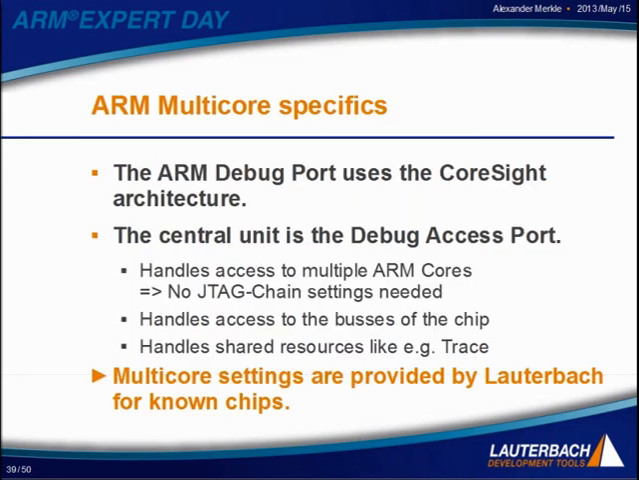So let's get a bit more ARM specific. ARM features the so-called CoreSight architecture. CoreSight is a specification of debugging. It includes memory accesses, cross-trigger between CPUs, that all cores can be started and stopped synchronously, so it's done in hardware. And it also defines shared resources like the trace.